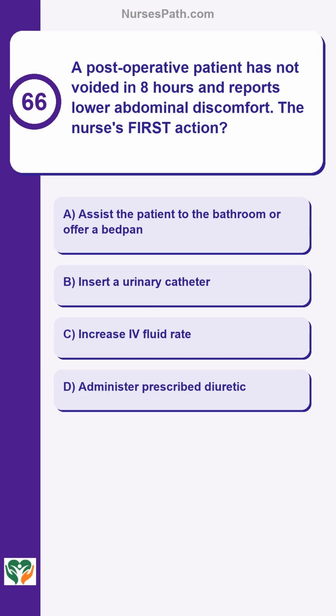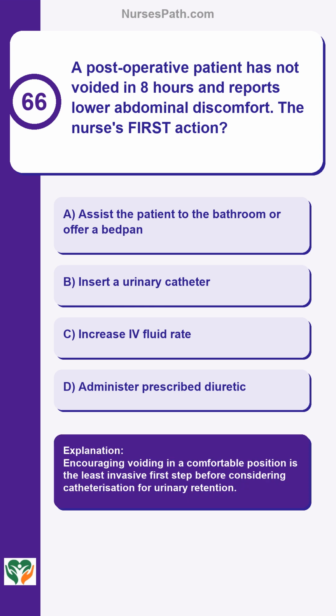Question 66. A postoperative patient has not voided in 8 hours and reports lower abdominal discomfort. The nurse's first action? Assist the patient to the bathroom or offer a bedpan. Insert a urinary catheter. Increase fluid rate. Administer prescribed diuretic. Encouraging voiding in a comfortable position is the least invasive first step before considering catheterization for urinary retention.